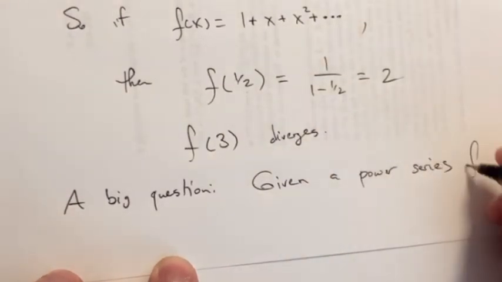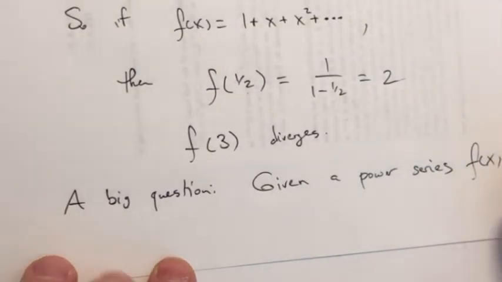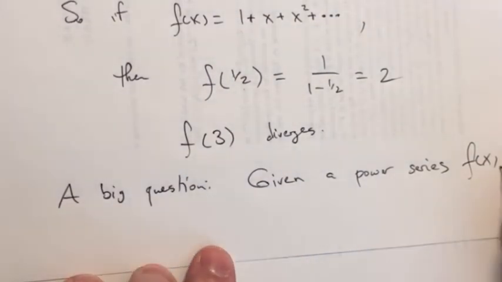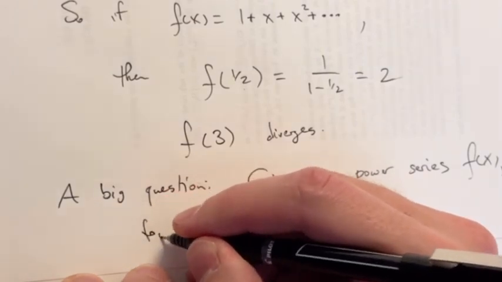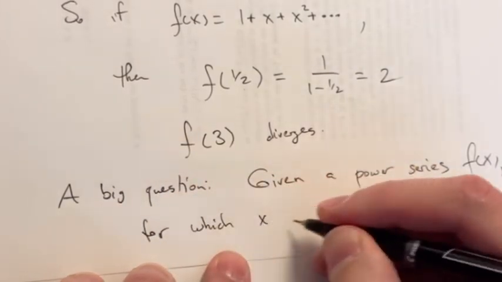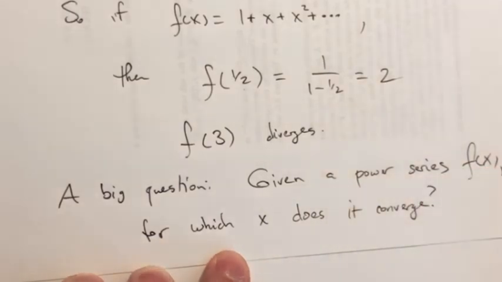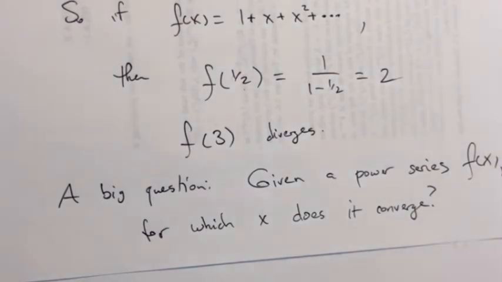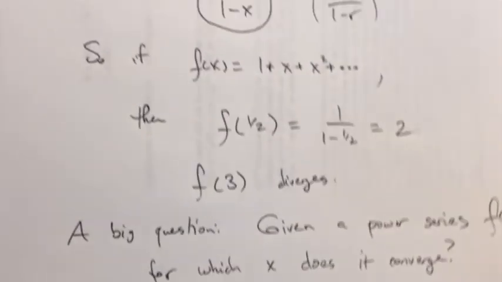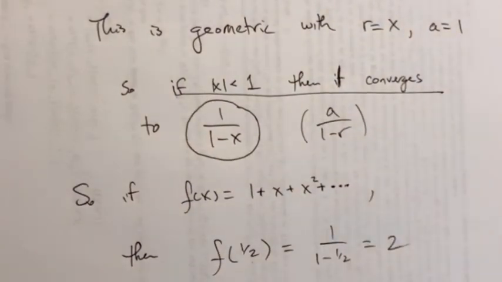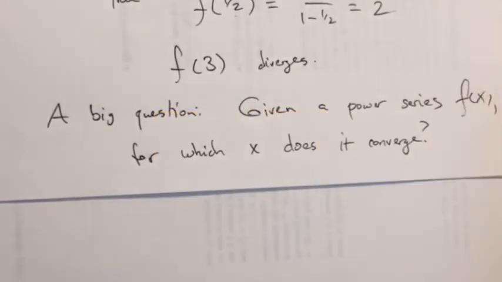say f of x, that was just one example I just did, but you could change around the coefficients and you get a completely different power series. Given a power series f of x, you can ask the question, for which x does it converge, right? And for which x does it diverge? In this example that I just did, I said very specifically, if absolute value of x is less than 1, then it converges. So in that example, it's easy to say.